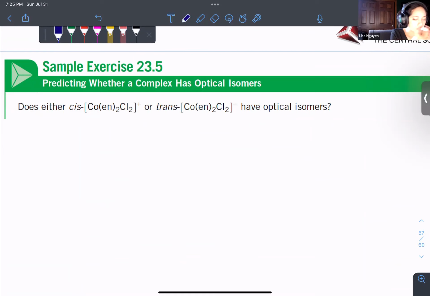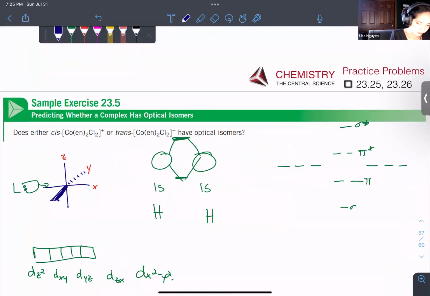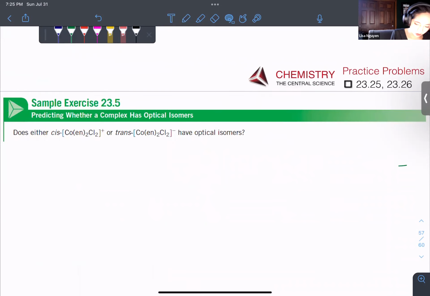Okay, so let's look at cis and trans. These substances, do they have optical isomers? Did I do it? No, I didn't. No, this was just me talking with a student.